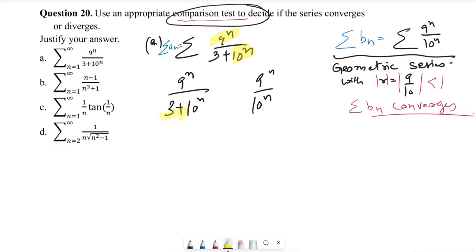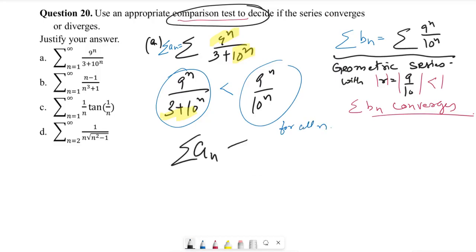The denominator of the first one is larger. That means you're dividing by a larger number than in the second one, right? When you divide by a larger number, the result has to be smaller than when you divide by a smaller number. So this number is smaller than this for all n. Therefore, we can say the series sigma an is smaller than sigma bn, and sigma bn converges. We know that because that's geometric.